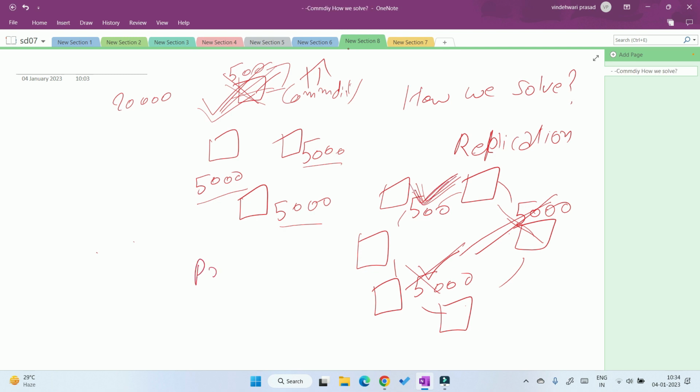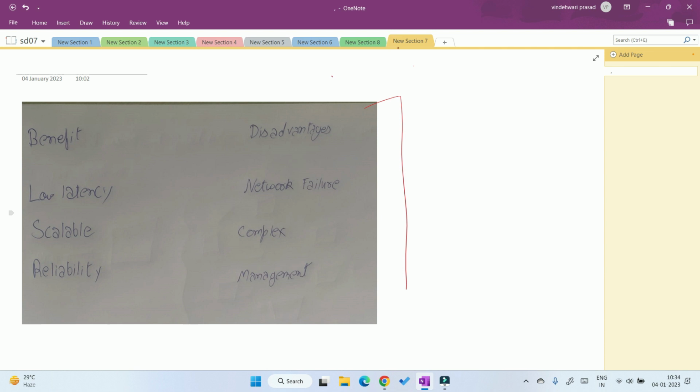So the probability of failure or losing data is reduced. This is called a distributed system. A distributed system has its own advantages and disadvantages. First, talking about advantages: latency is low.